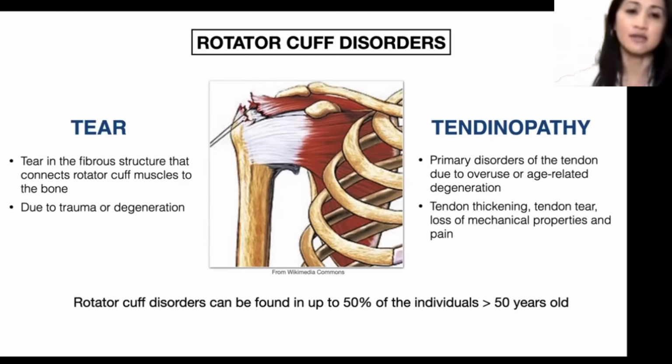Tendinitis means the tendon is inflamed, but when it's called tendinopathy, it means that it is a primary disorder of that tendon wherein it gets overused and worn out, and that you lose the mechanical properties of the fibers, and that can lead to thickening or tear of the tendon, pain, and inflammation. Just like osteoarthritis, as we get older, these rotator cuff injuries get common. The tissues in our body get worn out, and about half of patients more than 50 years old can have this condition without having any problems.